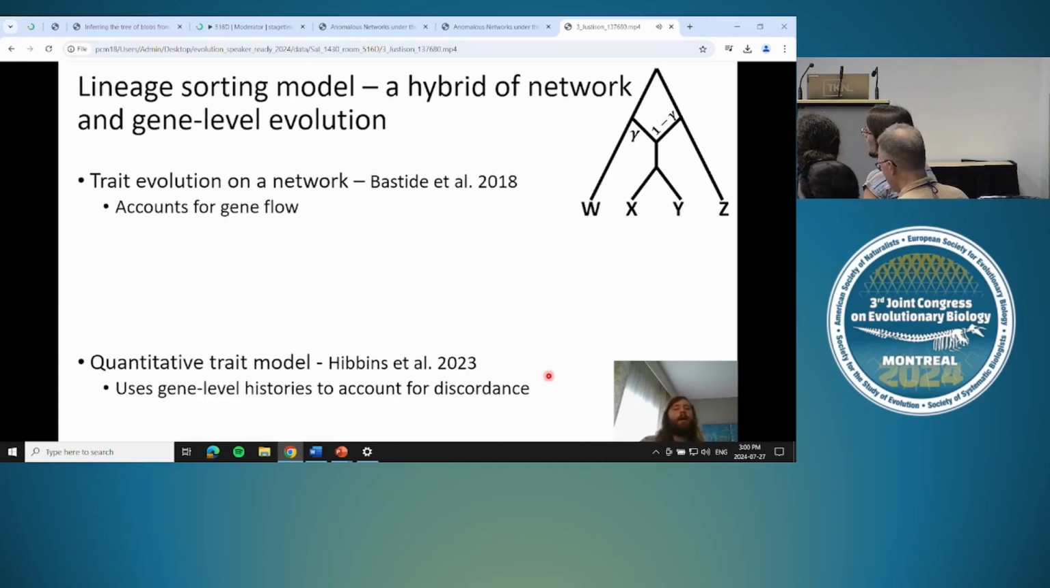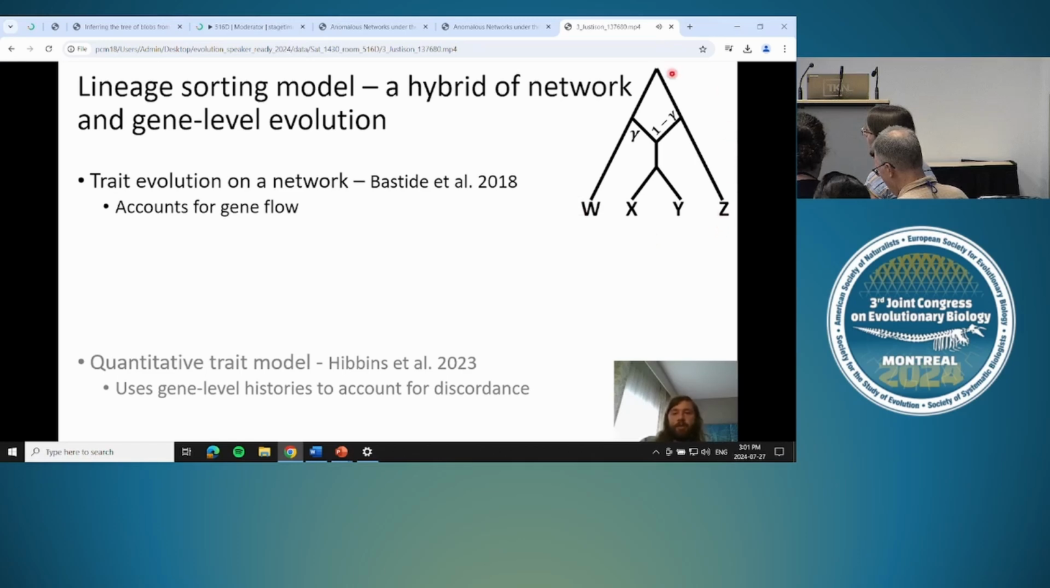And so our model, I like to think of it as a hybrid of these two models here, this trait evolution on a network, and then also gene-level evolution. And so first I'll talk a little bit about these approaches and then talk about how it's kind of a hybrid of these two. So first, we want to look at this Bastide et al. model, which is trait evolution on a network.